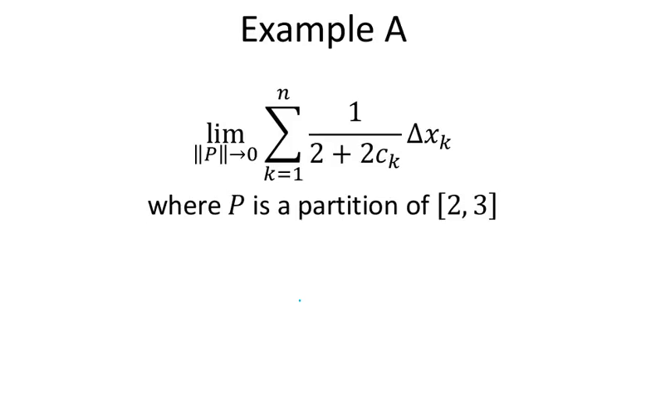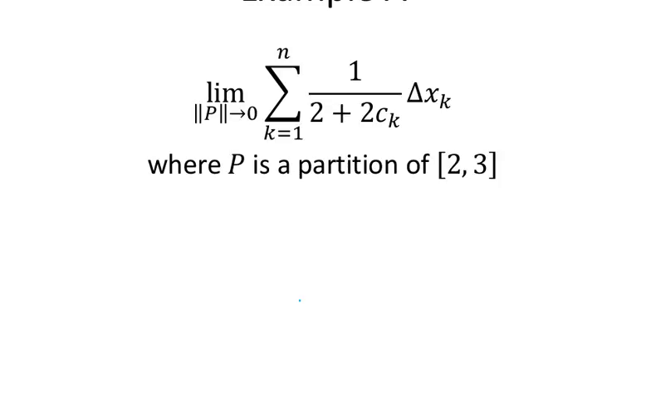And so here is an example. The limit as the partition size becomes very, very small, as we go from k equals 1 to n, of this function. This function is the height. I'm going to circle in blue here the height part, and delta x, I'm going to do in orange, is the width of our rectangles.